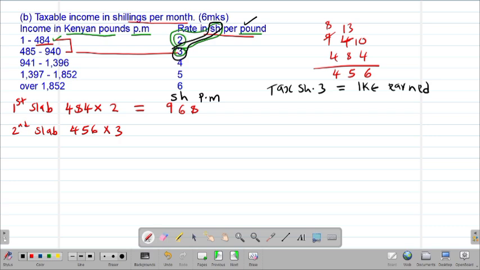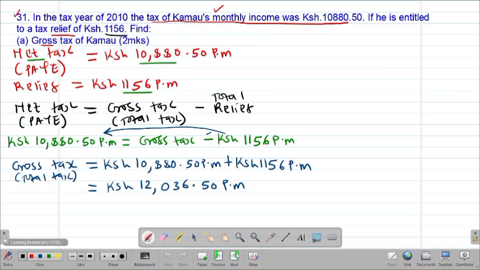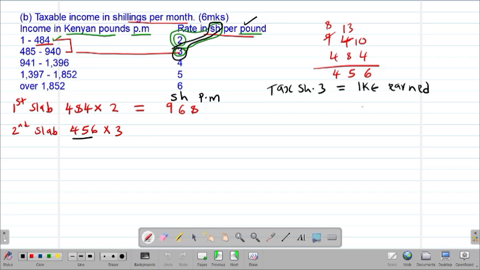So we'll ask ourselves, what about the 456 pounds that is being earned? Remember, 456 from the table is in Kenyan pounds per month. Then of course this is the amount that is being earned. So if you do cross multiplication, you'll take the Kenyan pounds of 456, then of course per month, which is being earned.